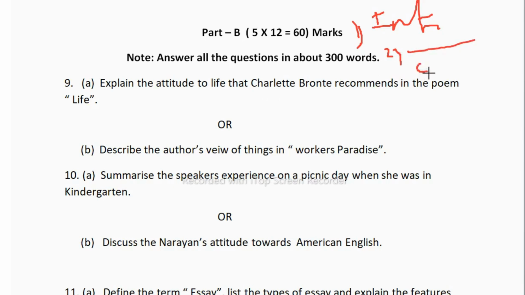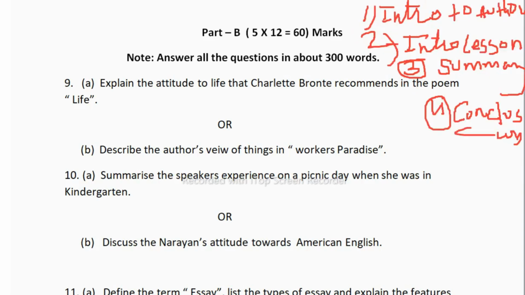Then you have to write the overall summary of the question. Whatever question they ask, you have to write the summary. Then at the last, fourth, you have to write the conclusion. If you write in this way, you will get all 12 marks. So in this way you have to write first intro, then introduction to lesson, summary and conclusion. Same as for all the questions.